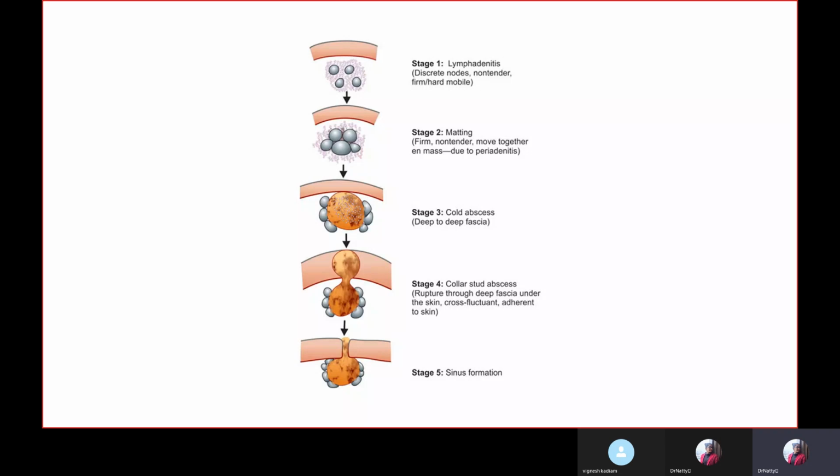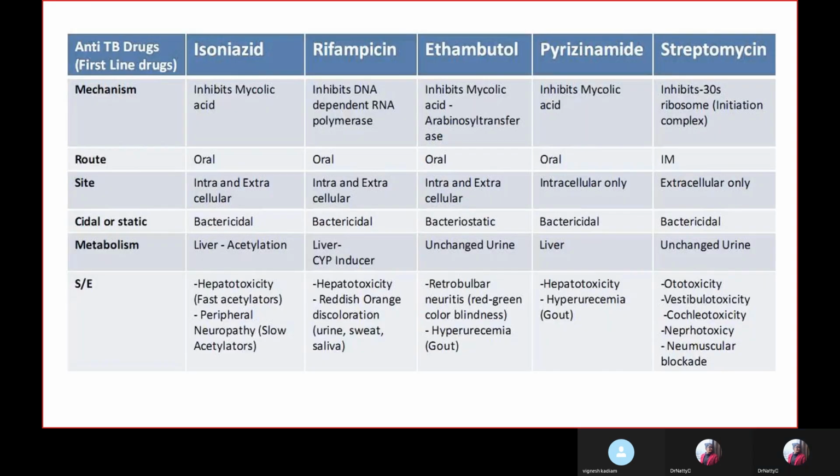Then slowly from the deeper tissue, it goes to the superficial region where it bursts out. So before bursting out, at the stage where there is movement of the lesion from the deep fascia to the superficial fascia, it is called a collar stud abscess, because it looks like a collar stud. Then after that, it bursts out forming a sinus. That is sinus formation. So these are the stages of scrofula, which is a tuberculous lymphadenitis.